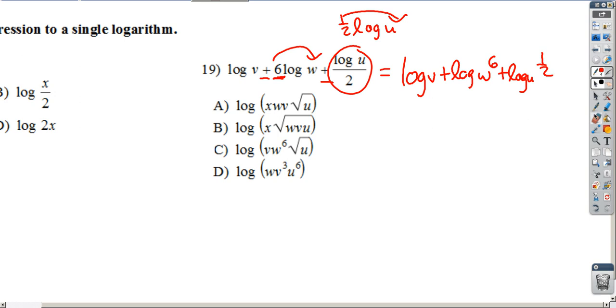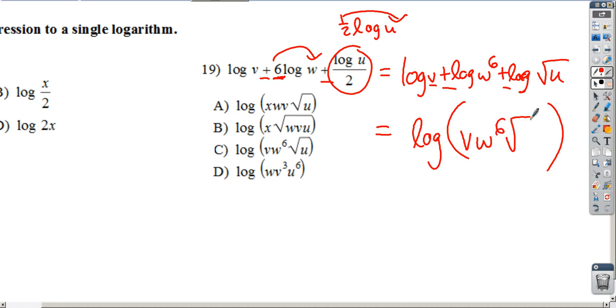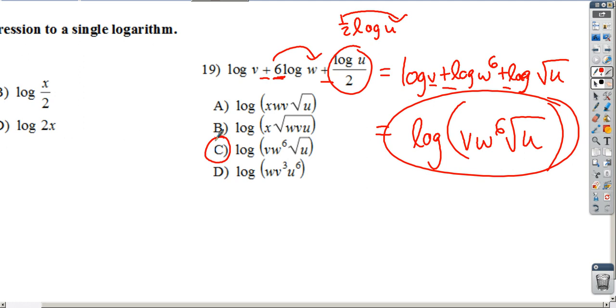What does it mean to raise it to the 1/2 power? It means to take the square root. So this is the same as the square root of u. And now, because we're adding these logs, we can put them back together as one thing being multiplied. So v times w to the 6th times the square root of u. That should be the answer. And it looks like it's that one right there.